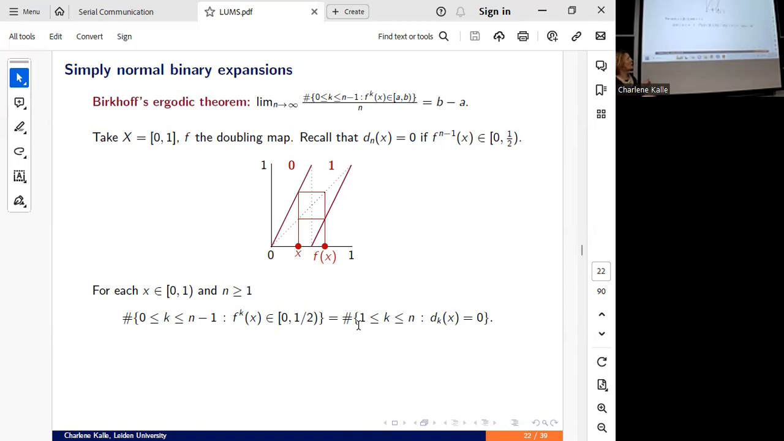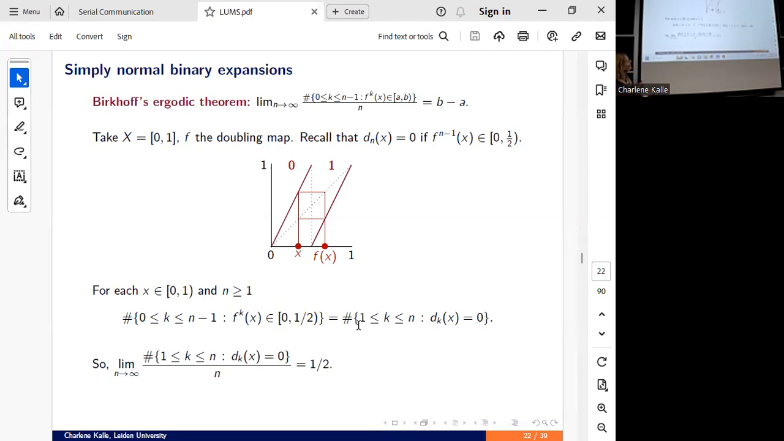So this top part here counts the number of times that the digits of x are equal to 0 in the first n steps. So then if we divide by n and we take the limit as n goes to infinity, what we get from the Birkhoff-Ergodic theorem is that this is equal to a half, because the length of this interval is equal to a half, right?